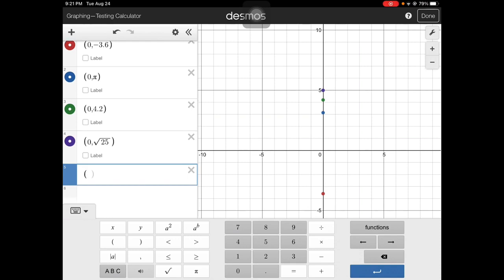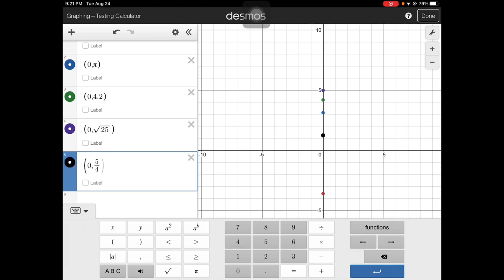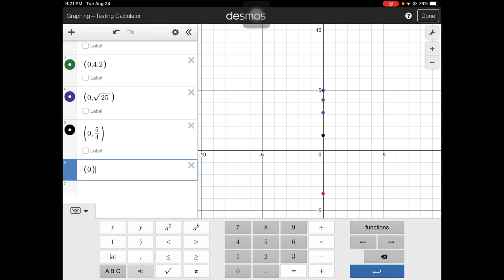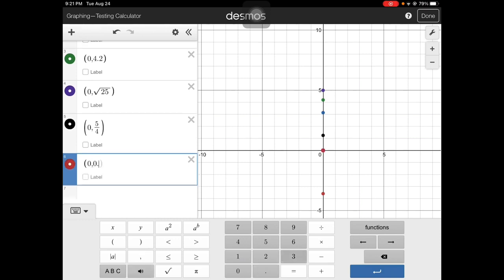Okay, the next one, 0 and 5/4, and then 0, comma, 0.3. Whoops, I got that outside the thing. 0, comma, 0.33333. And I'm just going to stop there.